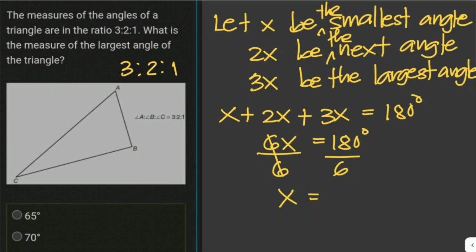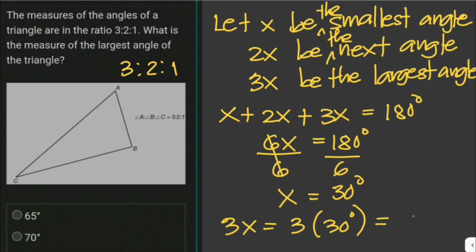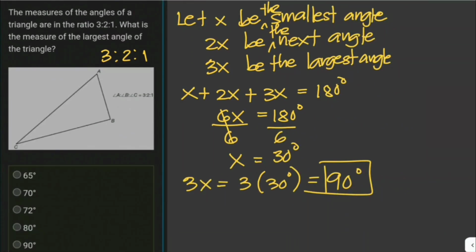Therefore, x is just equal to 30 degrees. Therefore, the value of the smallest angle is 30 degrees. So the largest angle is just 3x, which is equal to 3 times 30 degrees, and this is just 90 degrees. So the answer is this one here. Then let's solve another one.